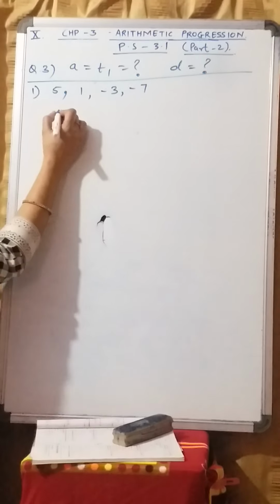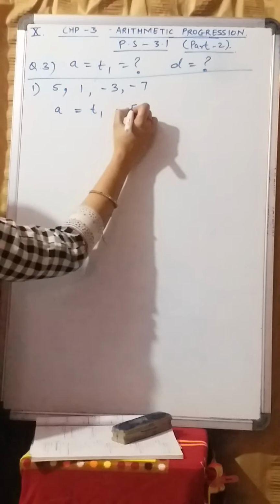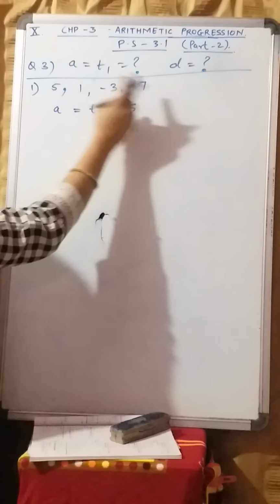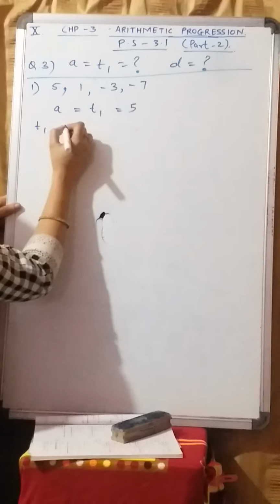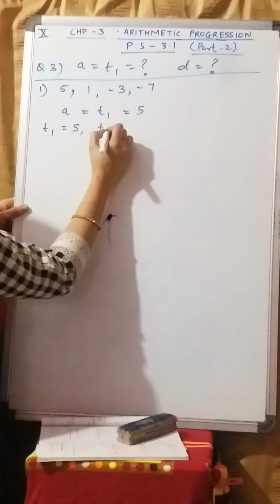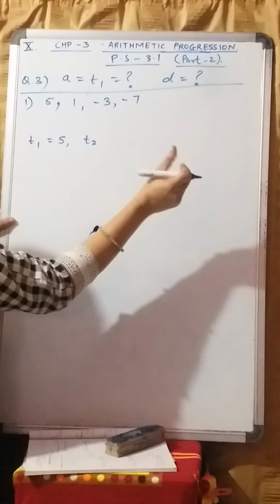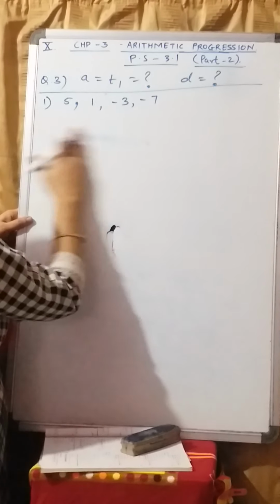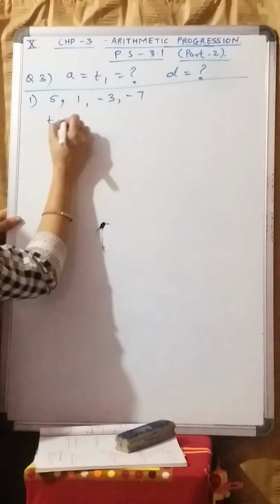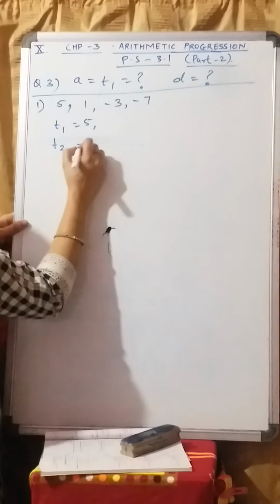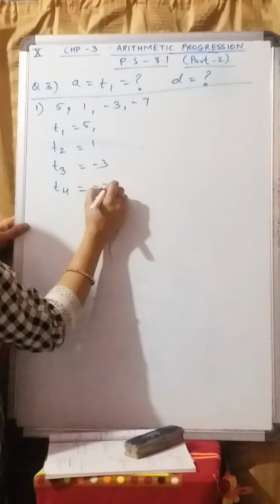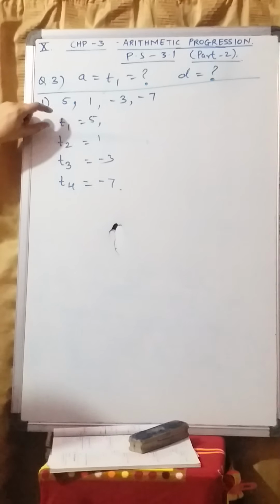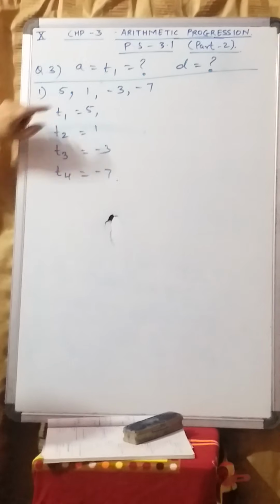Very simple. See, what is A? A is the first term, that is 5. Simply you got the first question. Then what about the D? For getting D you have to write the same pattern. T1 is 5, T2 is 1, T3 is -3 and T4 is -7. So already you have got the first part of the question, that is T1.